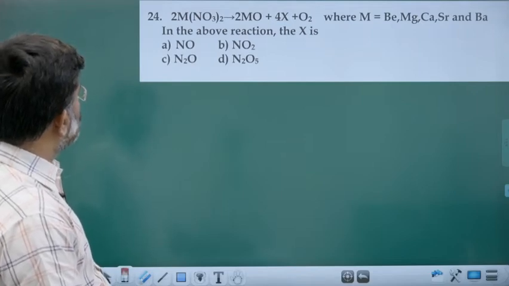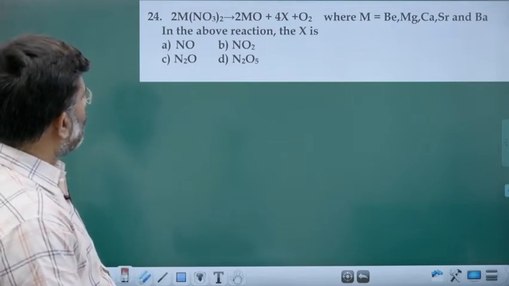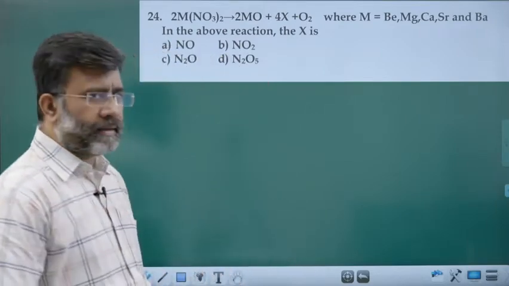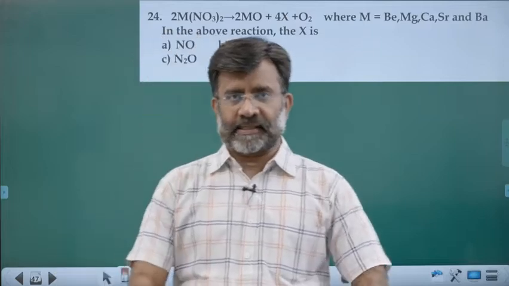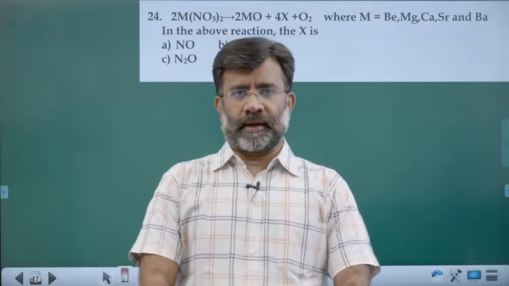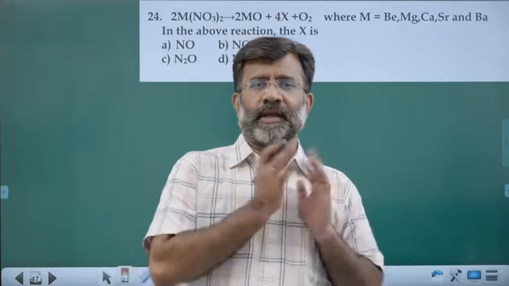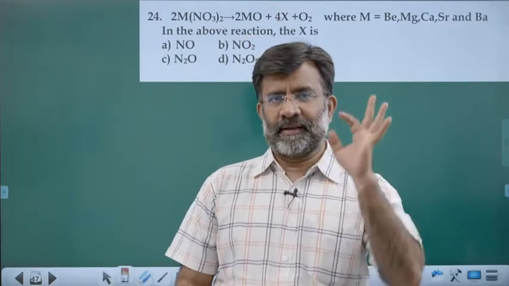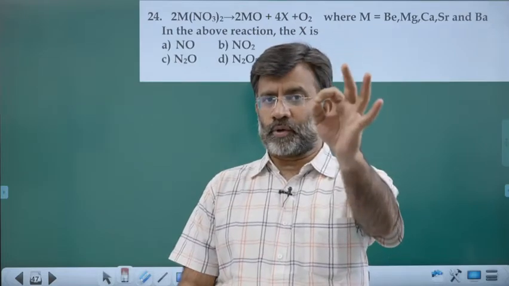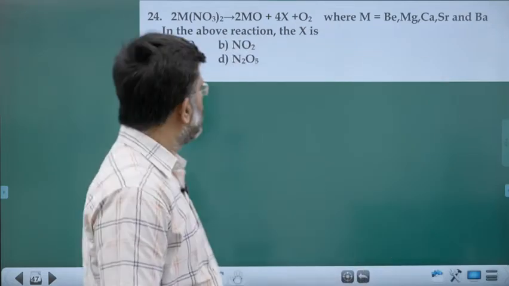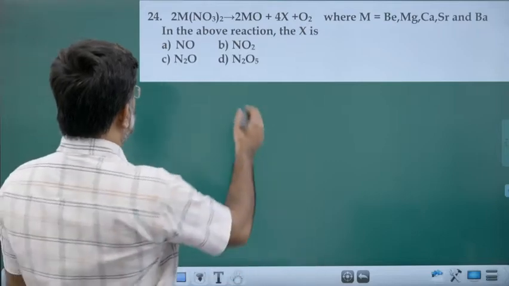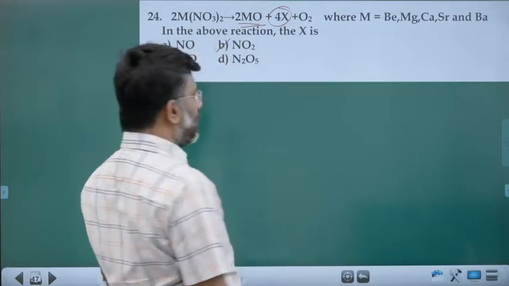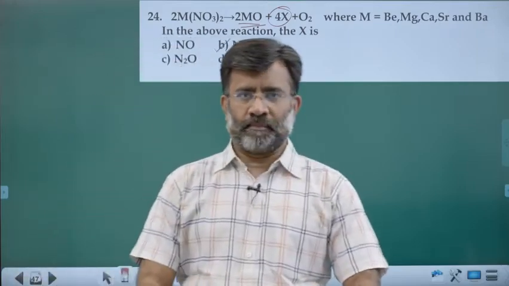M(NO3)2 on heating gives MO plus NO2 plus O2, where M is beryllium, magnesium, calcium. See, alkaline earth metal nitrates behave like lithium nitrate. They will give you metal oxide, brown colored NO2 gas, and oxygen. So what is X? You are getting metal oxide. What is X? Nothing but NO2 gas. Brown colored NO2 gas is evolved plus oxygen.